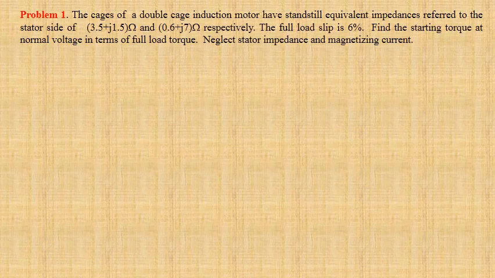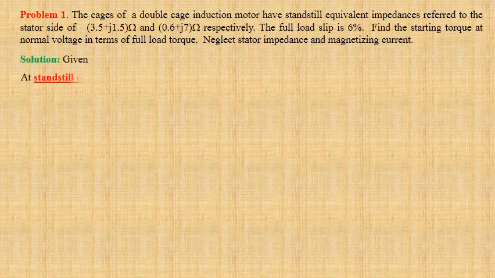The cages of a double cage induction motor have standstill equivalent impedances referred to the stator side of 3.5 plus j1.5 ohm and 0.6 plus j7 ohm respectively. The full load slip is 6%. Neglecting stator impedance and magnetizing current, we have to find the starting torque at normal voltage in terms of full load torque. Let us first write down the given data.